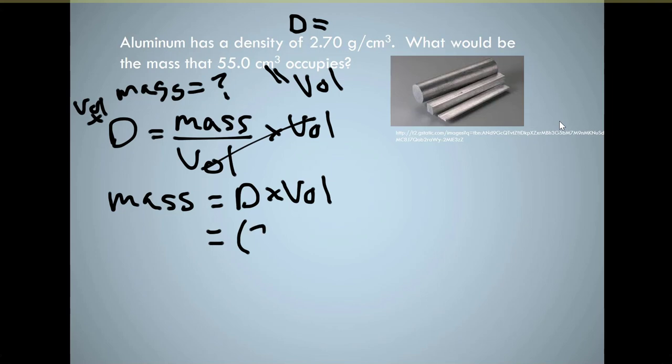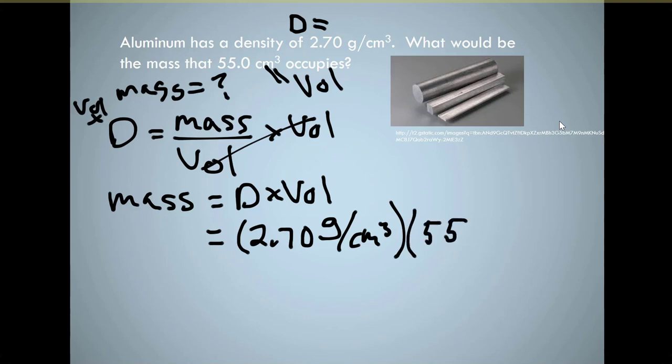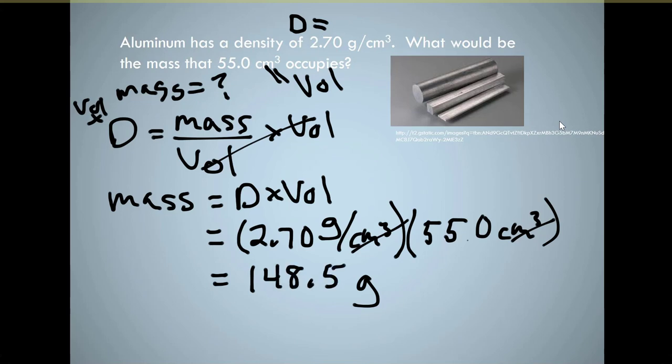So we have 2.70 grams per cubic centimeter, and times by our volume, which is 55.0 cubic centimeters. You can see the cubic centimeters are going to cancel to give you a gram as your mass unit, which is what we want. So in the calculator, 2.7 times 55, I get 148.5 grams for the mass of my aluminum. All right, so that concludes our scientific unit, and specifically working with density and doing some problems with density.